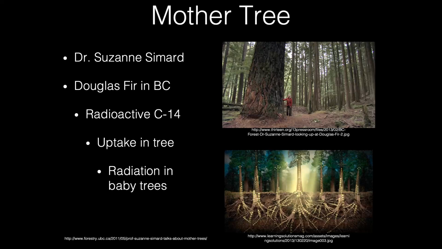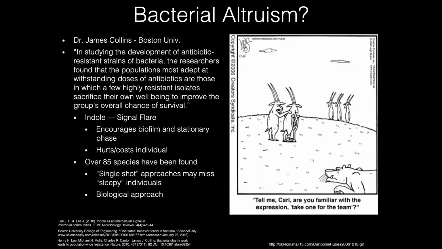And the way she did this was pretty cool. She covered up branches with plastic bags, inserted some radioactive carbon-14, and then she could monitor and basically watch through the radioactivity. She could watch that radioactivity go throughout that tree that she infected with it, and then she could see it in the other trees as well. So it's being spread through the roots and through that mycorrhizal highway.